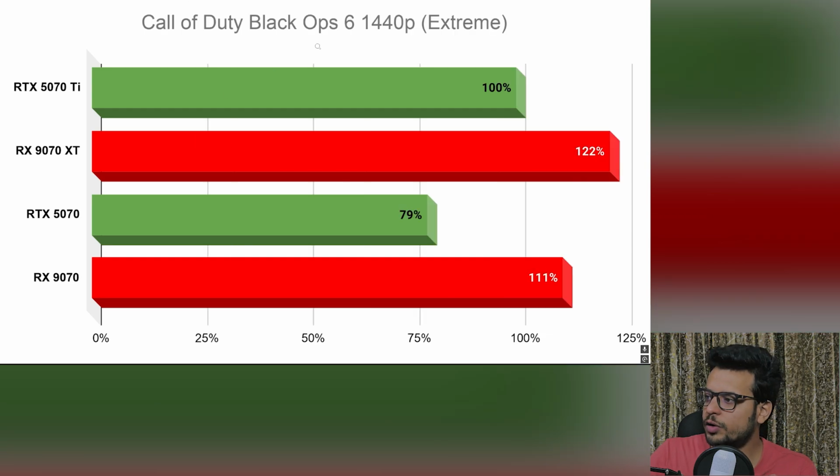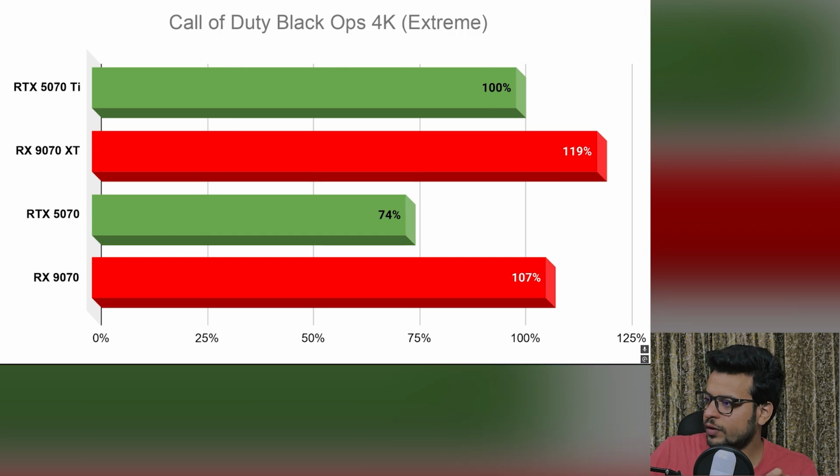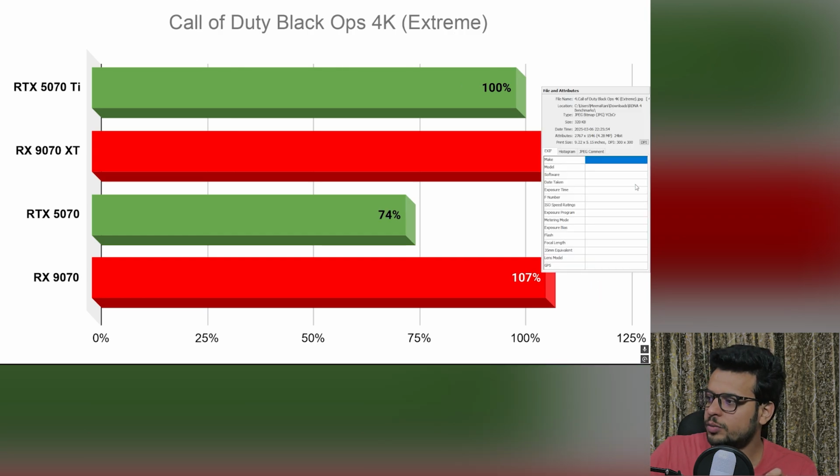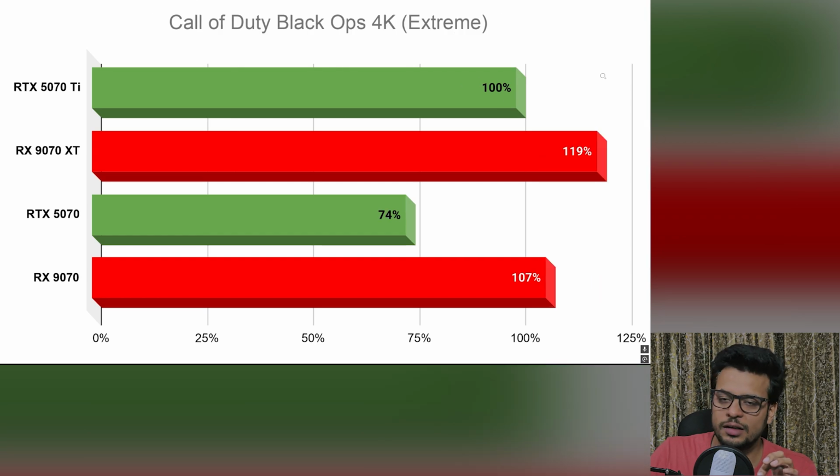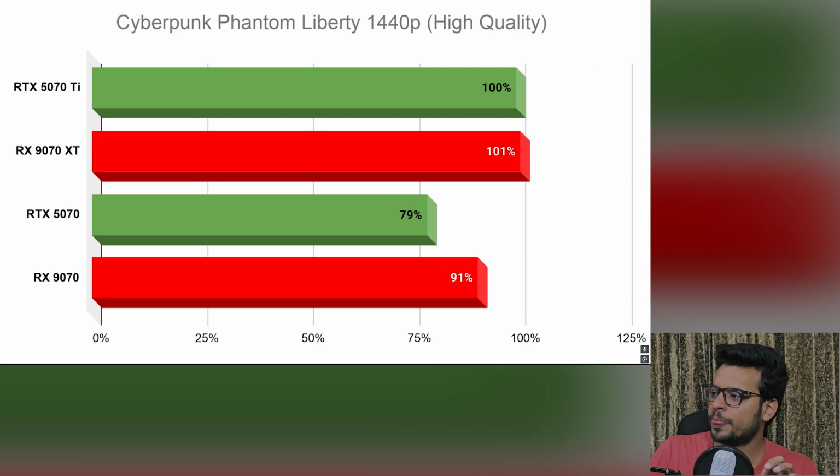Then we move on to Call of Duty Black Ops 6 1440p extreme settings. The 9070 XT here is 22% faster than the 5070 Ti and the 9070 is a whopping 32% faster than the 5070. Then we move on to Call of Duty Black Ops 4K extreme settings. The 9070 XT is 19% faster than the 5070 Ti and the 9070 is 33% faster than the 5070.